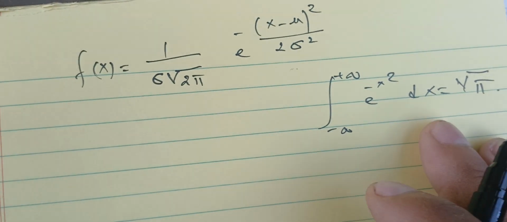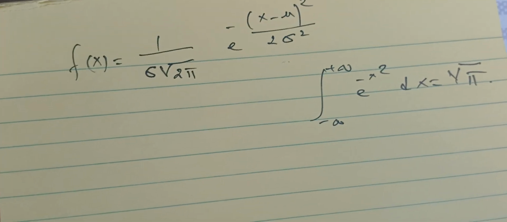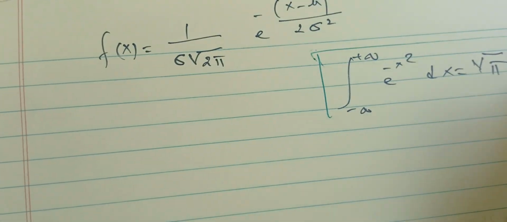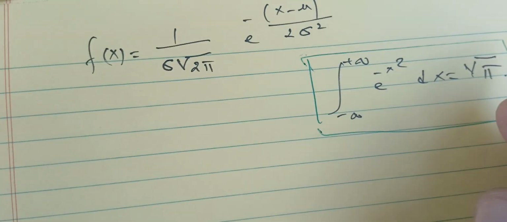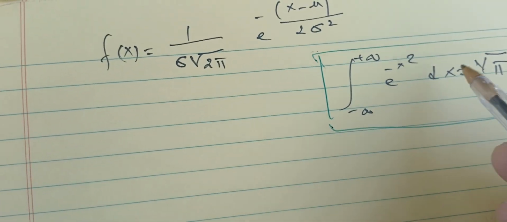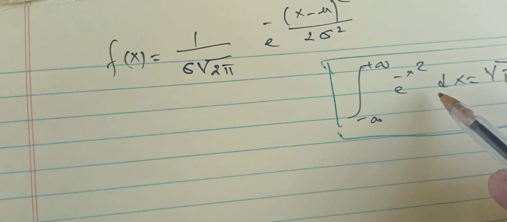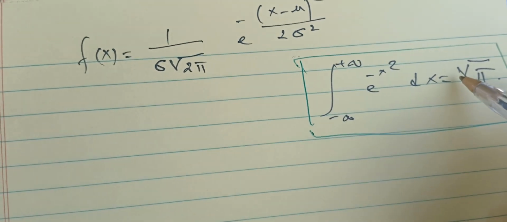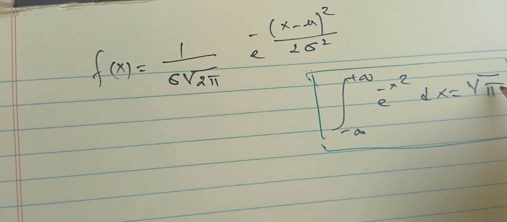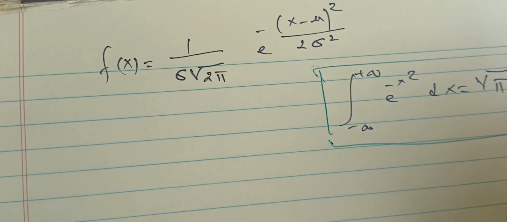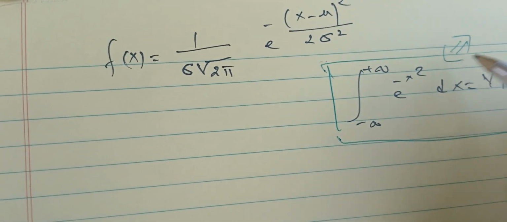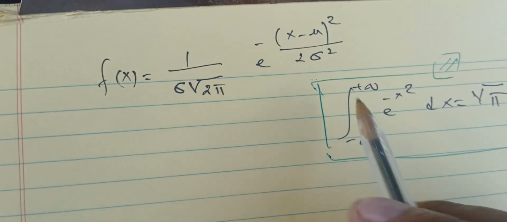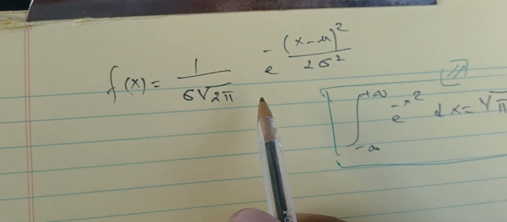We're also going to accept this one here. We don't want to prove it here. There are many ways to prove it, but we're going to accept that the integral of e to minus x squared between minus infinity and plus infinity is the square root of pi. We can prove this one later, but for now we just accept it because we're going to use it here.